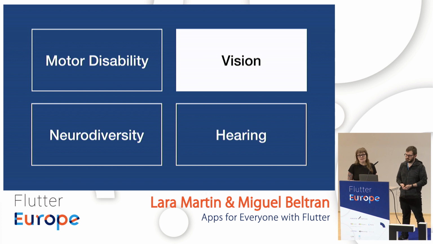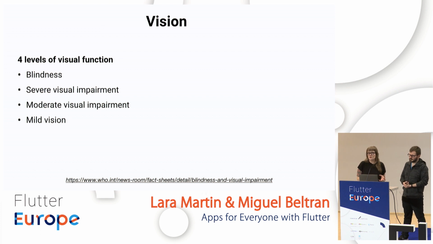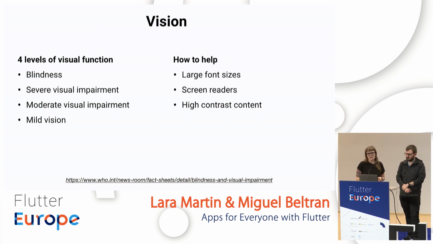The second disability type we are going to be evaluating is vision issues. According to the World Health Organization, there are 4 levels of visual impairments. From more severe to less severe, we have blindness, severe visual impairment, moderate visual impairment, and mild impairment. But also keep in mind that being legally blind does not mean that you are fully blind, because there are different levels of vision. It's estimated that 2.2 billion people have vision impairments or blindness. Think about that, 2.2 billion people.